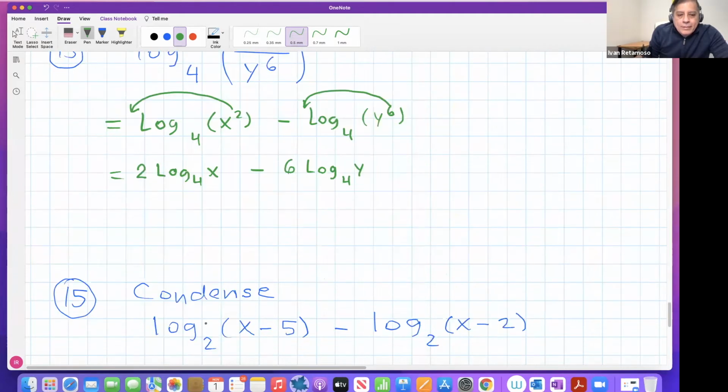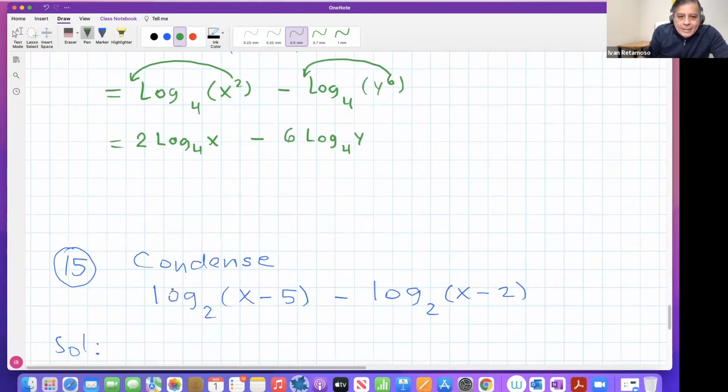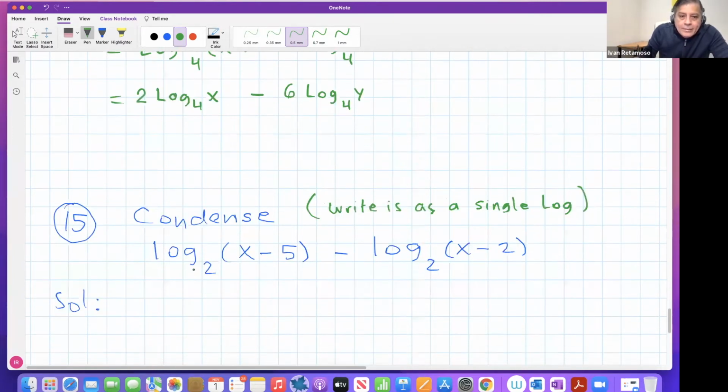Next, question 15 on the worksheet, says condense. Professor, what does it mean? It just means write it as a single log. One log. This is what I mean by the word condense. They give you log base 2 of x minus 5 minus log base 2 of x minus 2. How can I write this as one log?